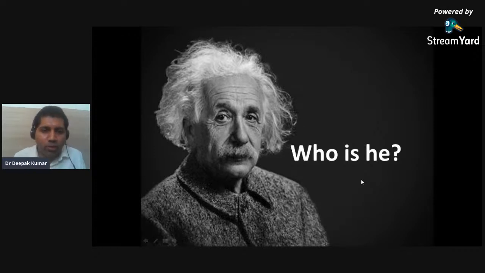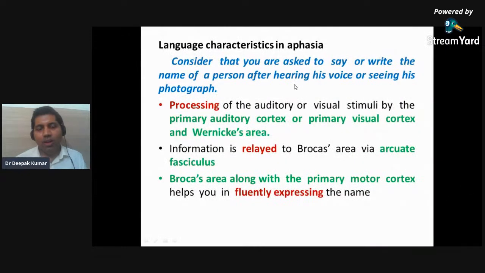Many people make use of Albert Einstein's works to develop science. We are using his picture here to understand aphasia. So let's begin. Let's understand the language characteristics in aphasia. What happens to the language characteristics?